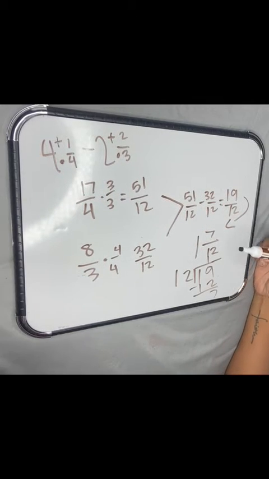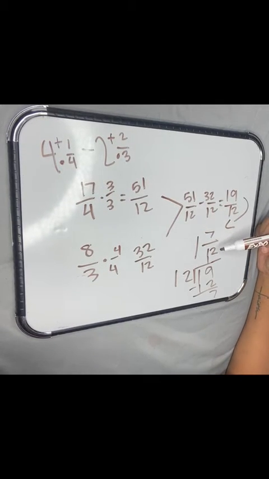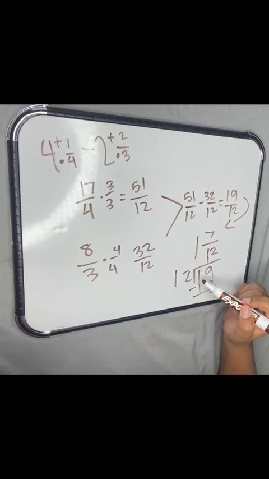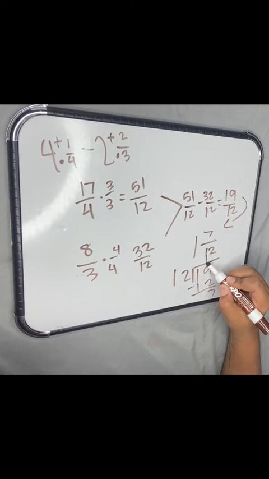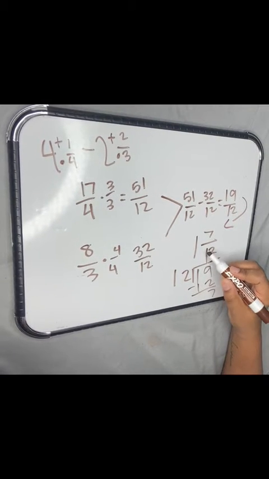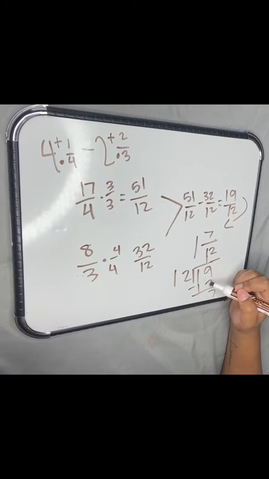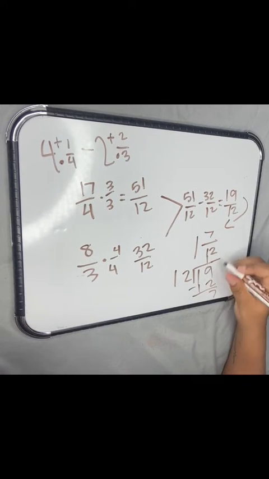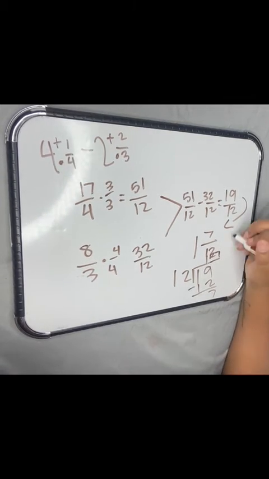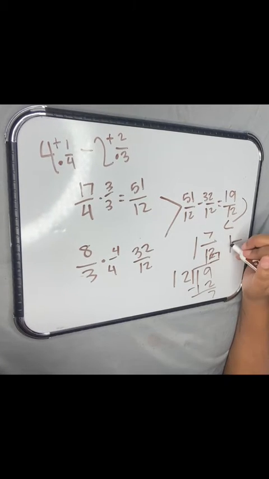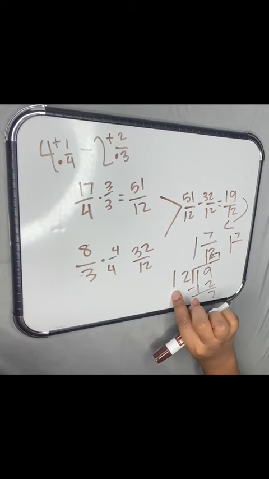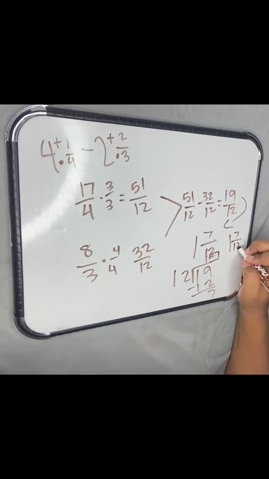To figure out how to put this into mixed number form, you just divide 12 into 19, which will be 1, because 12 can only go into 19 one time. And then 19 minus 12 is 7, which will be a remainder of 7. So we know that 7 will be our numerator, 1 will be our whole number, and then the common denominator never changed, so that is how we got 1 7/12.